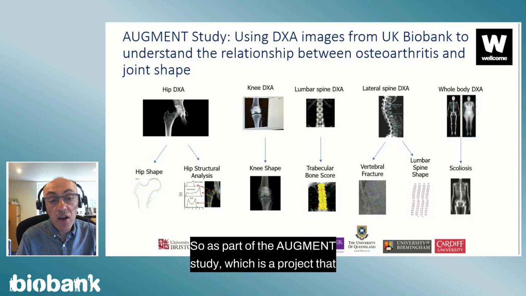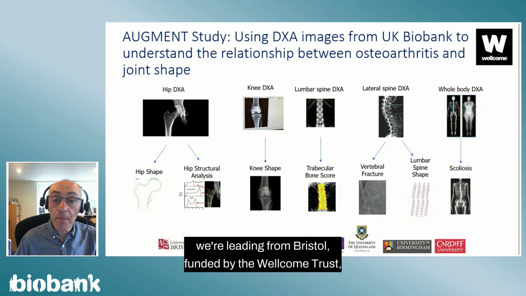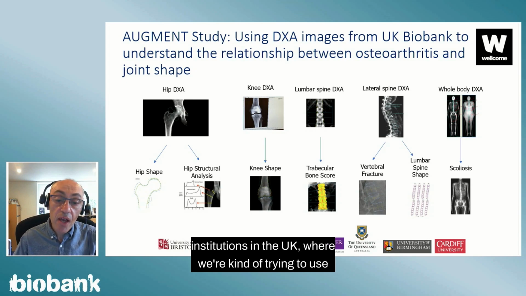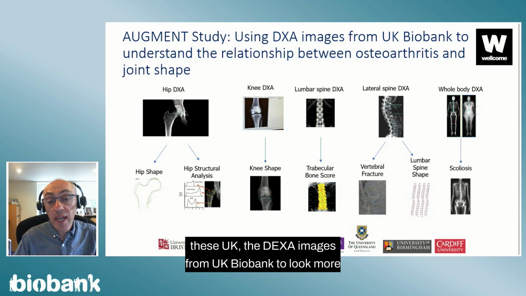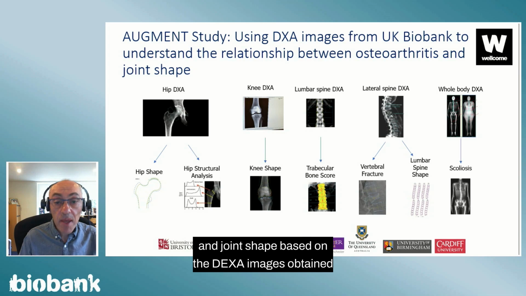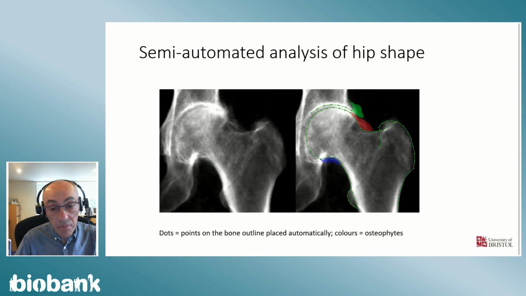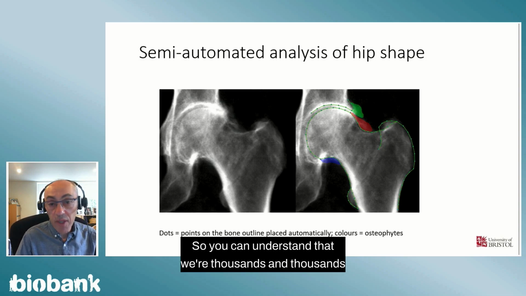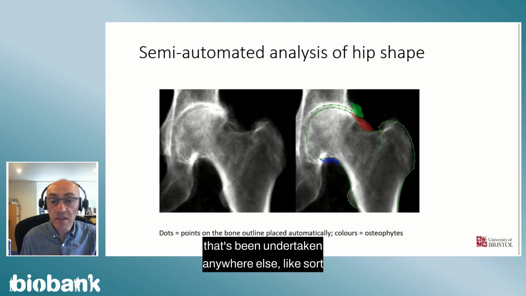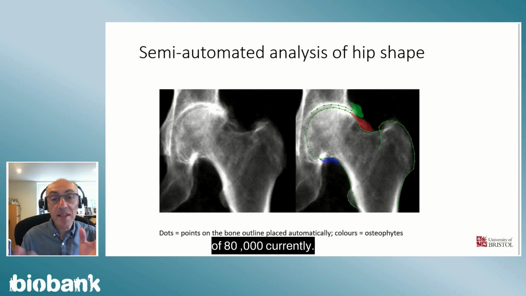As part of the Augment study, a project that we're leading from Bristol, funded by the Wellcome Trust, bringing together a number of different institutions in the UK, we're trying to use the DEXA images from UK Biobank to look more closely at the relationship between osteoarthritis and joint shape, based on the DEXA images obtained from the imaging study. So you can understand that we have thousands and thousands of images, much larger, as we've heard, than anything that's been undertaken anywhere else, around 80,000 currently.